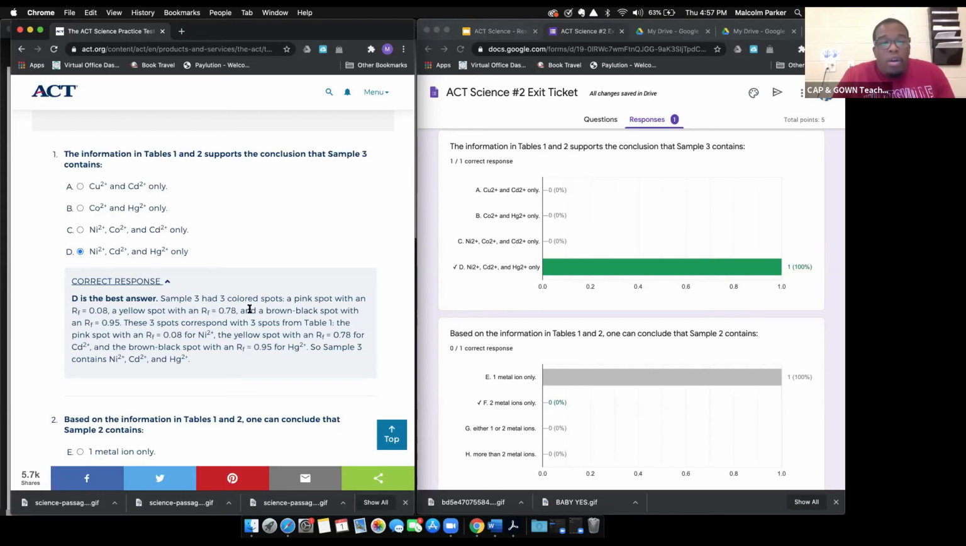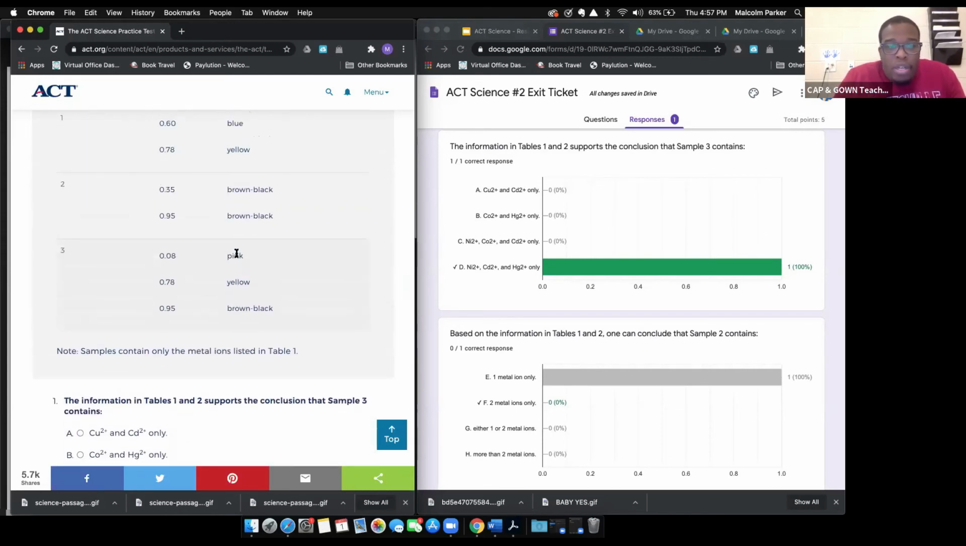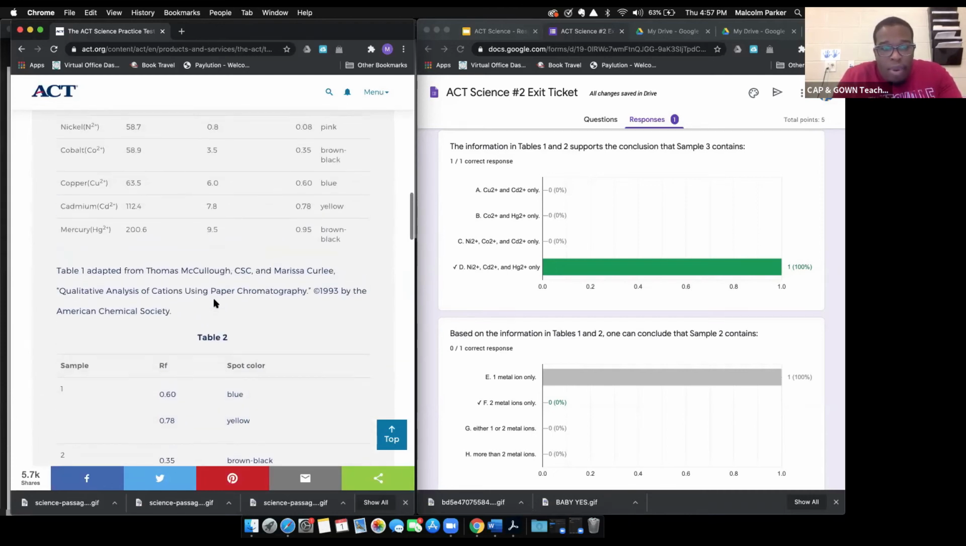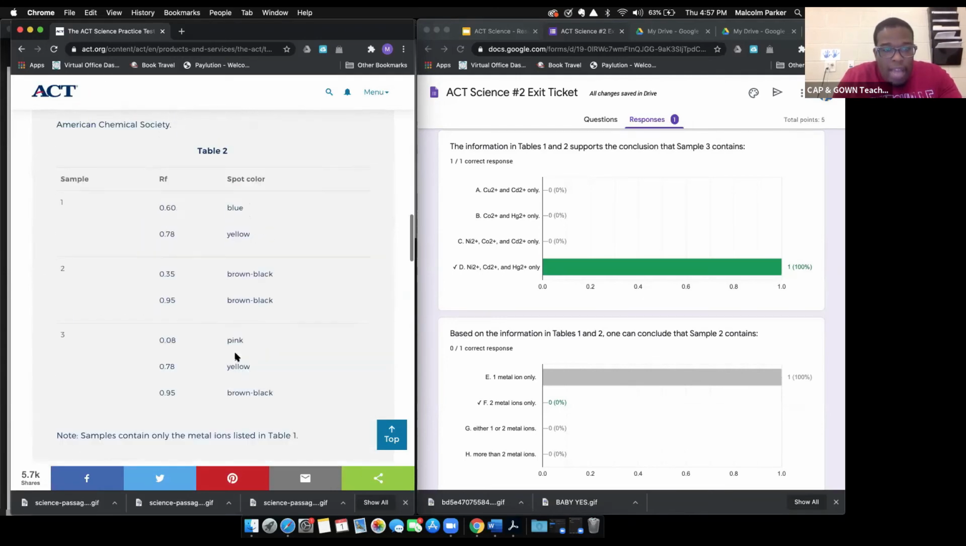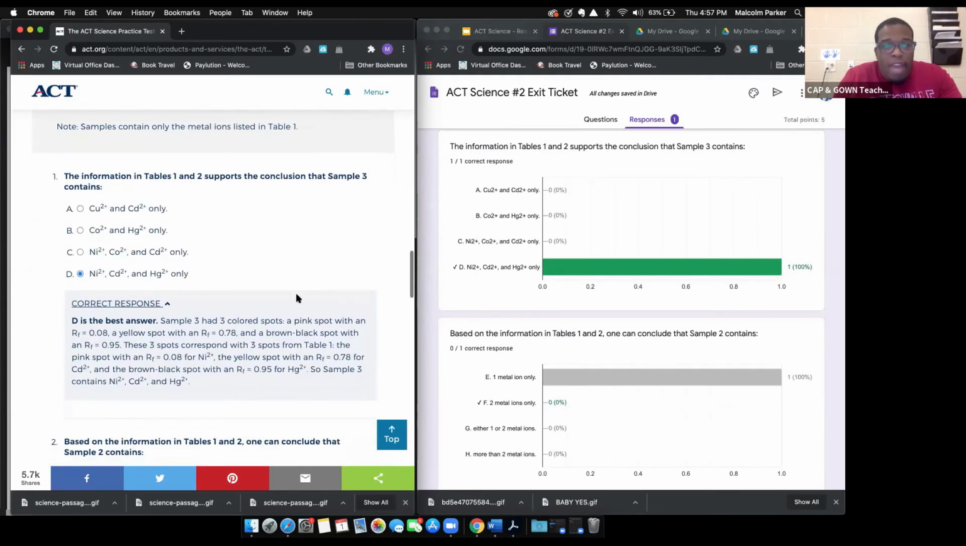Okay. And so here's the whole thing. If we look at the sample, we see pink, yellow, brown, black, and we've got an RF of 0.95 on that brown, black. Now we had 2 brown, blacks earlier, but if we look, brown, black here is mercury, our pink is the nickel, and then our yellow is the cadmium. And so all we've got to do, we didn't even have to go back to the passage, just straight from the data, D is there.